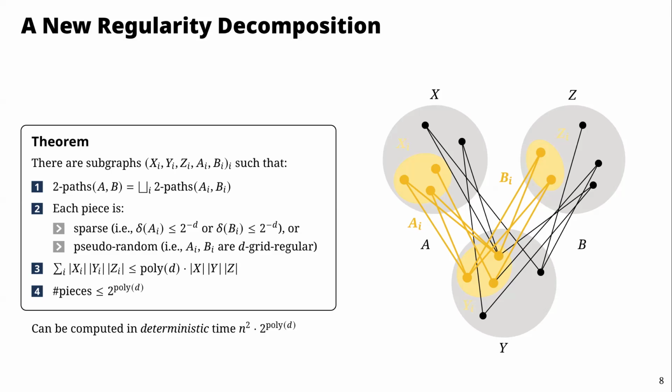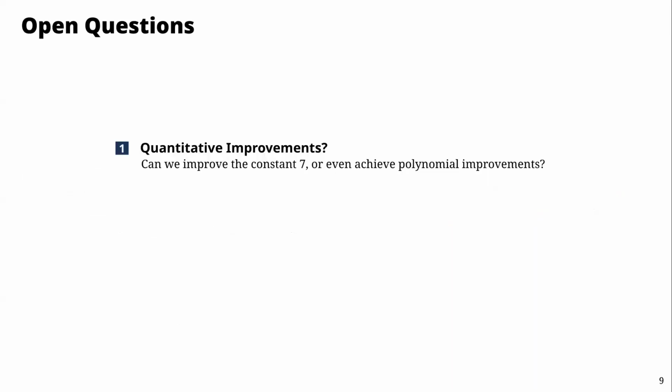Okay. Now, as I said, I won't have time to actually cover the proof of this, so I'll leave you with some open questions. Open question 1 is quantitative improvements. Can we improve the constant 7 in our exponents? Or, it seems reasonable that at least we should be able to go down to something like 2 to the square root log n. But perhaps there's even a tweak of this which allows you to achieve polynomial improvements, which would be amazing, of course.